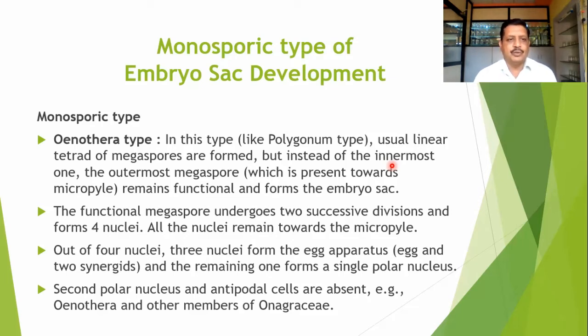This type is also known as the Oenothera type of the embryo sac. This embryo sac is the monosporic type and also known as the Oenothera type, because in Oenothera this type of development has been observed. It is also known as the polygonum type of the embryo sac. It is usually a linear tetrad of megaspores which are formed, but instead of the innermost one, the outermost megaspore, which is present towards the micropylar end, remains functional and forms the embryo sac.